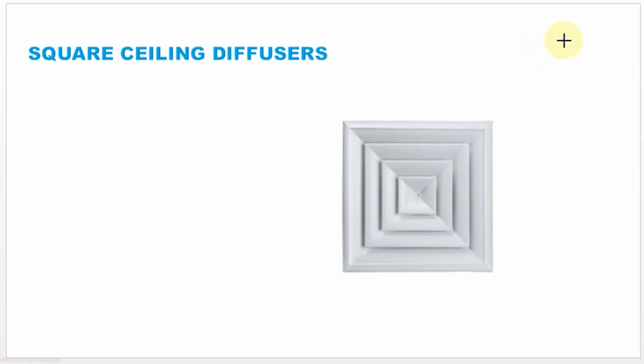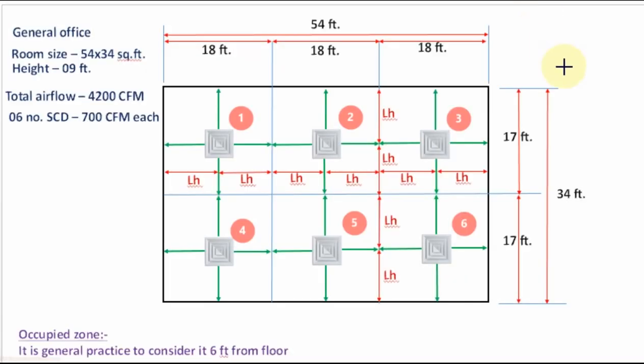We will start first with the square ceiling diffuser. To make it easy to understand, let us make a simple calculation. Let us assume we have an office of size 54 by 34 square feet and height 9 feet. The total airflow is 4200 CFM and we distribute it in the office by 6 diffusers: 1, 2, 3, 4, 5 and 6. So when we divide it by 6, we get 700 CFM for each diffuser.